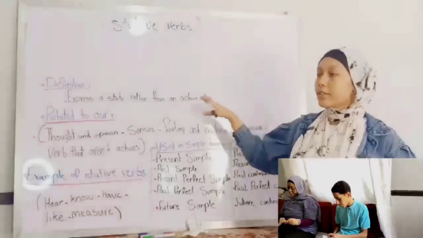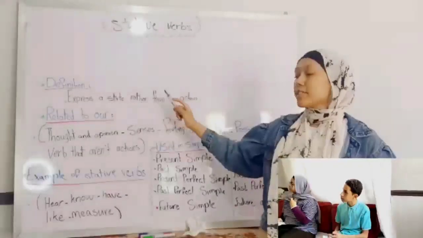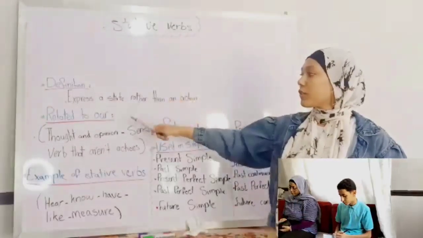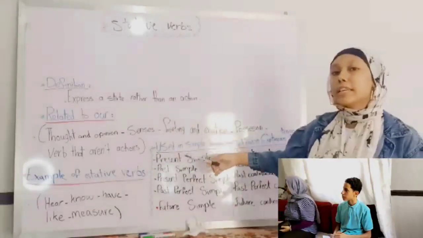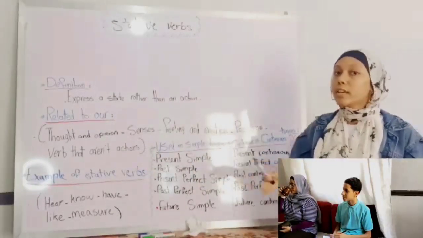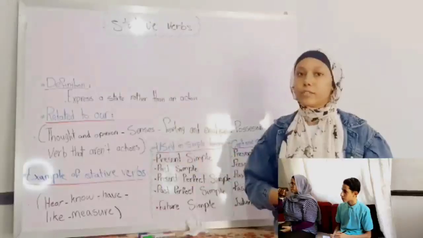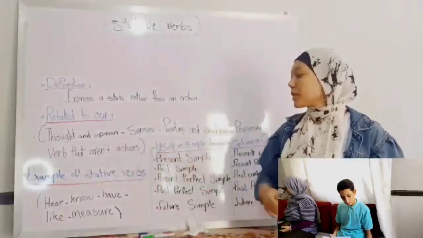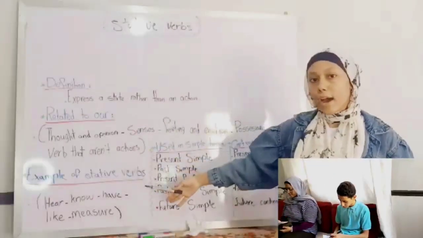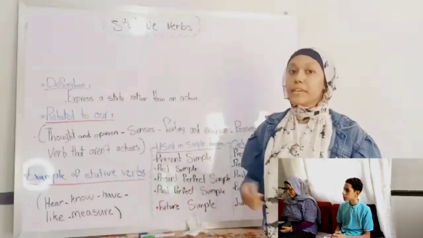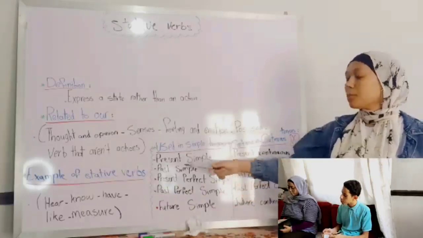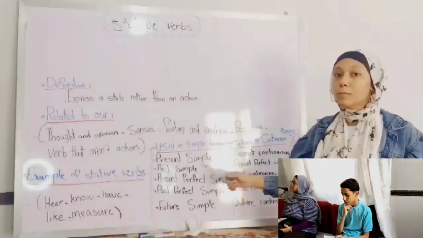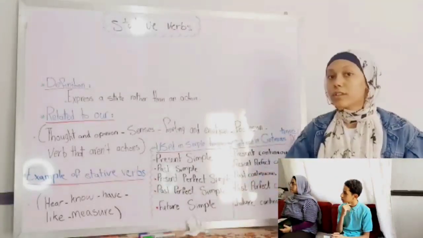Okay, first definition. Stative verbs express a state rather than an action. They are related to our thoughts and opinions, senses, feelings and emotions, possession, verbs that aren't an action. Examples of stative verbs: hear, know, have, like, measure, etc. They are used in simple tenses: present simple, past simple, present perfect simple, past perfect simple, and future simple.